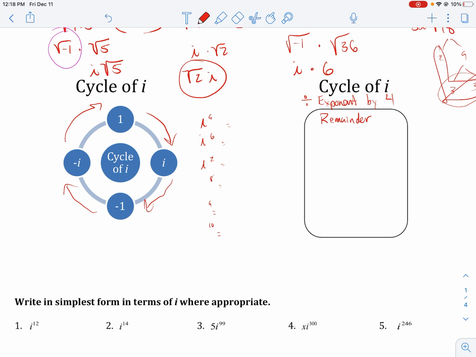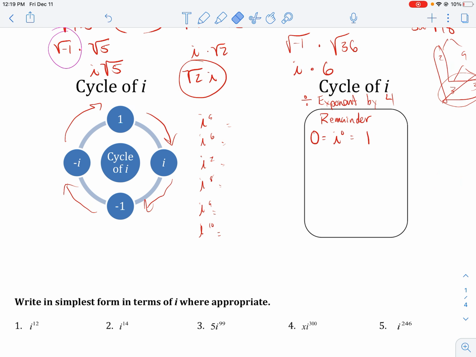i. Let's start when you have a remainder of 0. A remainder of 0 just means you have i to the 0th power, which is just 1. Remember, anything raised to the 0 power is 1. So 300 raised to the 0 power is just 1, and x raised to the 0 power is just 1.